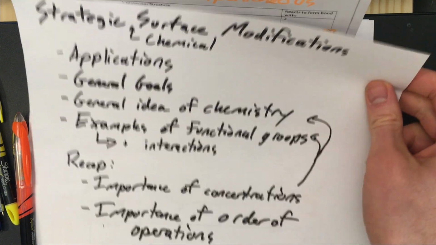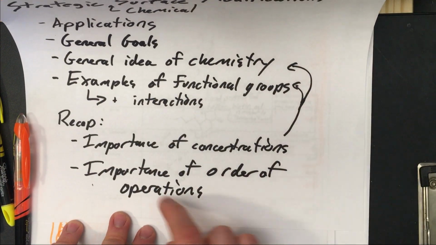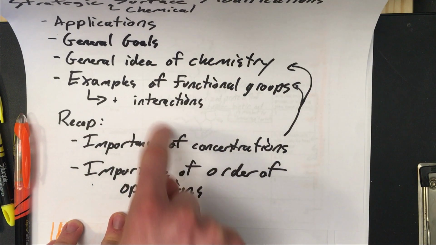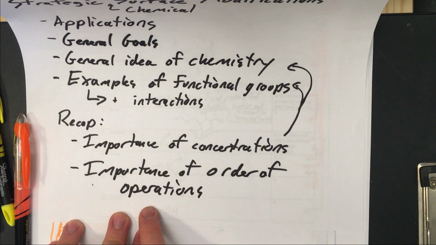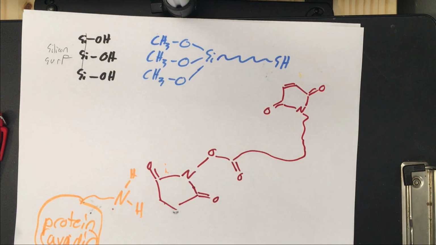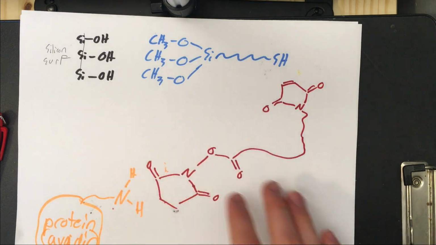So now let's move on to recap some of those interactions, but explore a little more deeply the importance of concentrations on how successful this process is going to be, as well as the importance of order of operations on how successful this process is going to be. Let's talk about order of operations. I know I said I'd talk about concentrations first, but let's actually talk about order of operations and how important it is, and how that's important for attaching this protein to this surface.